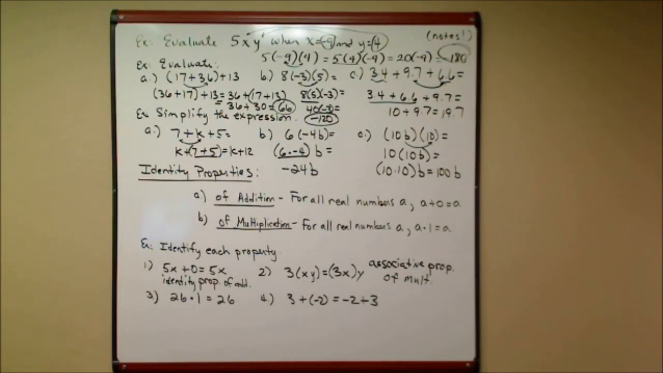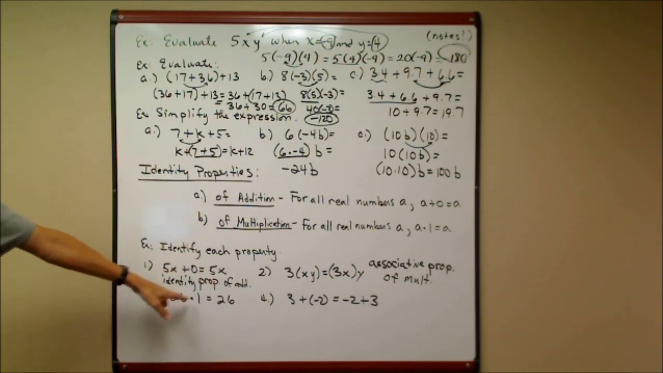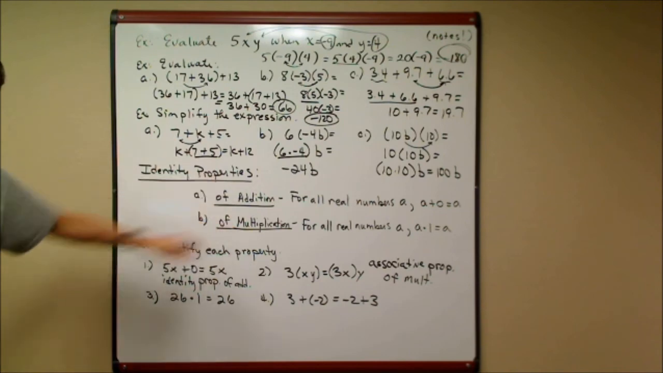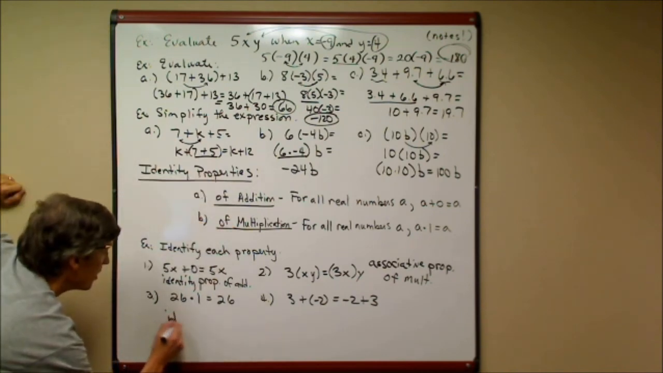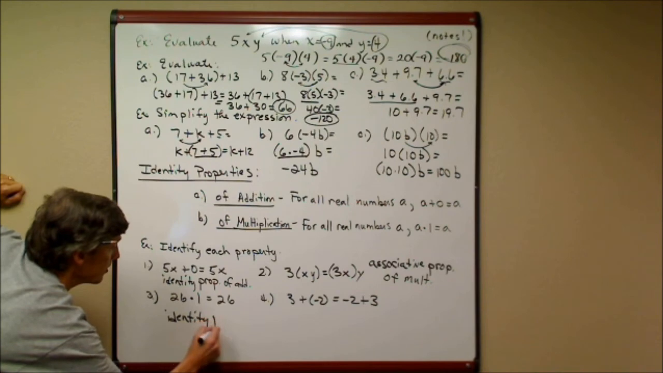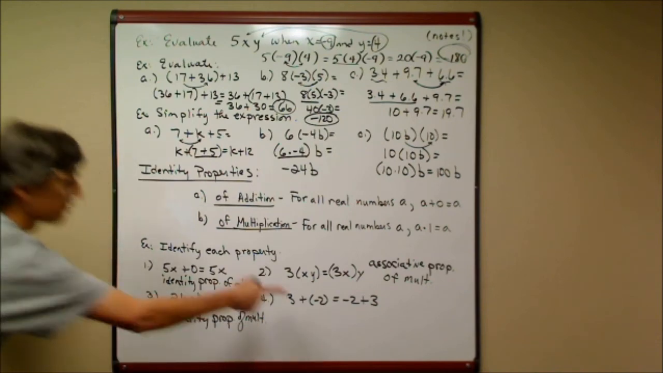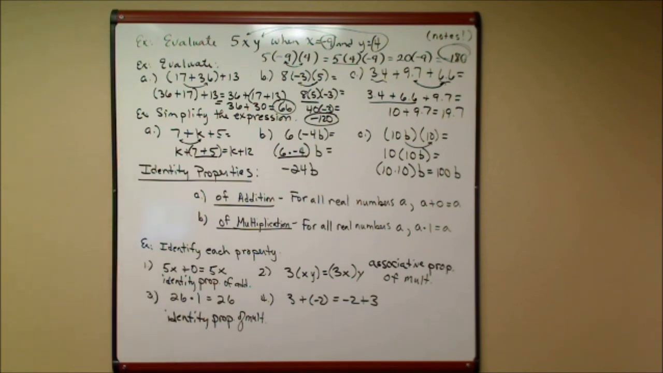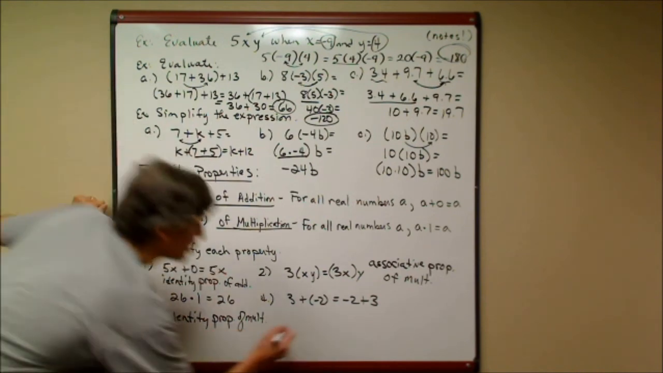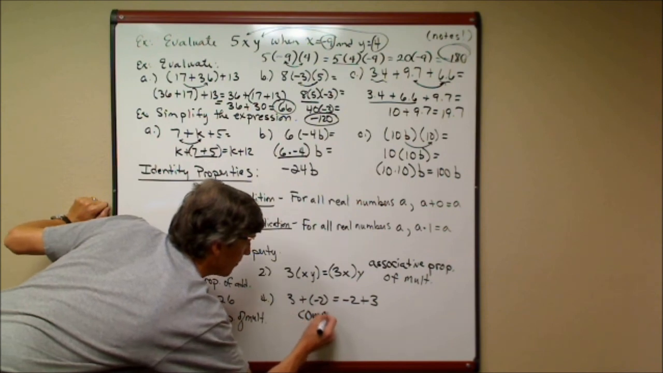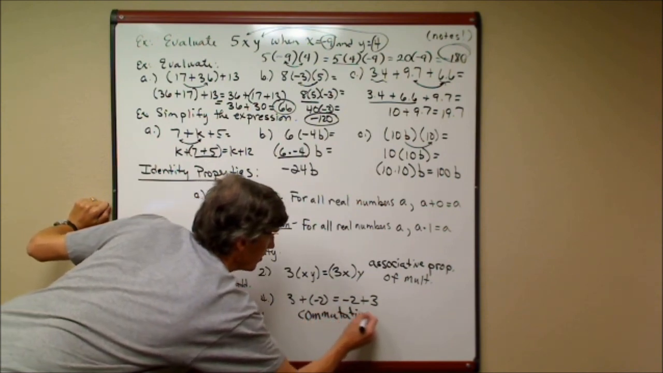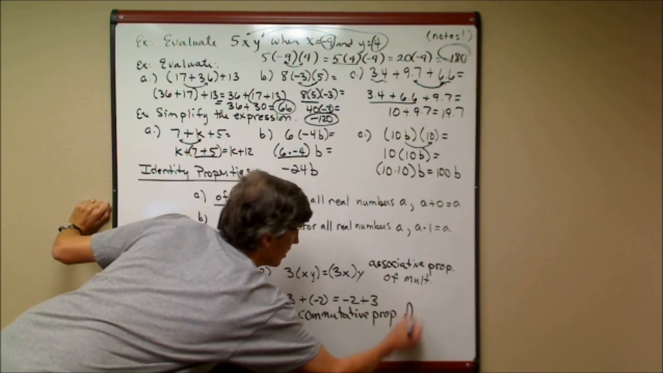Okay, the next one goes right back to the one that we just looked at. 26 times 1 is 26. You're multiplying by 1, you get the number right back. That's the identity property for multiplication. And the last one, as you can see, I have 3 plus -2 equals -2 plus 3. I've changed the order, CO, change order, CO, commutative, and I'm adding. So this is an example of the commutative property of addition.